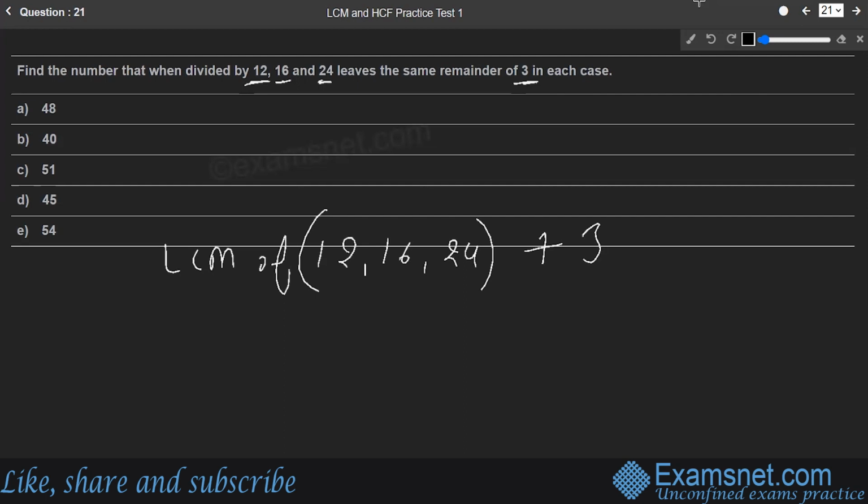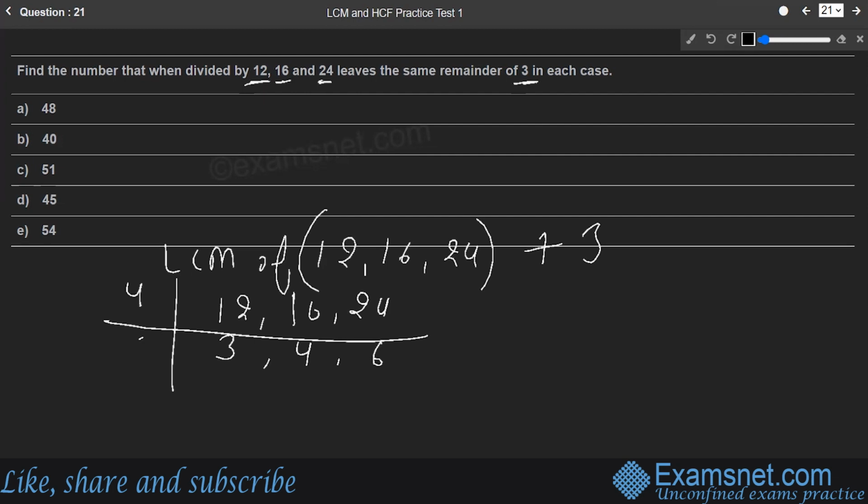So let us do it quickly. We are supposed to find the LCM of 12, 16, and 24. Let us do the prime factorization. Rather, we can do it all together. See, all these numbers can be easily cut by 4. So let me start with 4: 4 3s are 12, 4 4s are 16, 4 6s are 24. Then these numbers can be cut by 3 as well. So 3 1s are 3, 4 as it is, and 3 2s are 6. And then we can cut these numbers by 2. So it's going to be 1, 2, and 3, and again 2 will bring it to 1, 1, and 1.